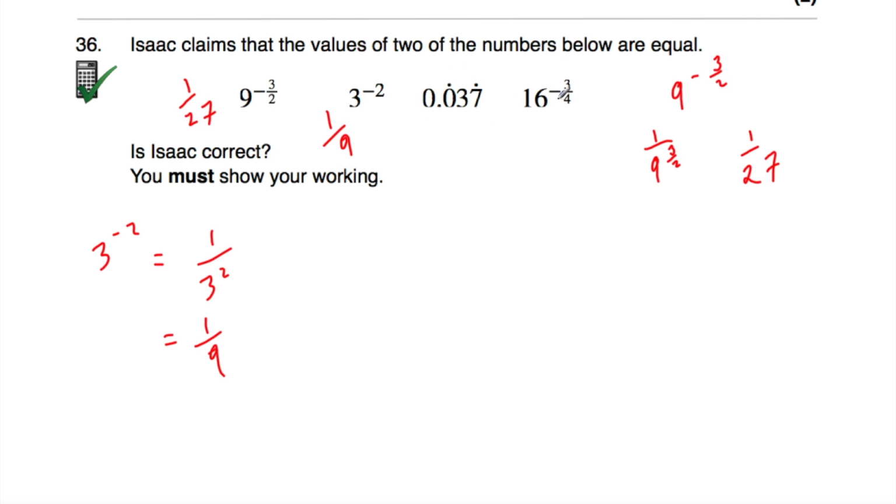We've got the recurring decimal and 16 to the power of minus 3 quarters. Okay, so let's start off with this one, 16 to the power of minus 3 quarters. It's got a negative power, so we're going to do 1 over 16 to the power of 3 quarters. To work this out, we're going to do the 4th root of 16, which is 2. And then we're going to cube that, and 2 cubed is 8. So that'd be equal to 1/8. So that means that 16 to the power of minus 3 quarters is 1/8.